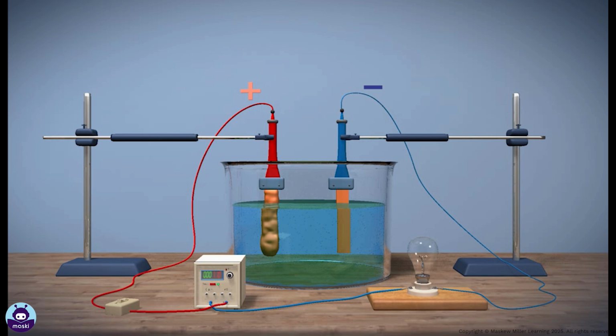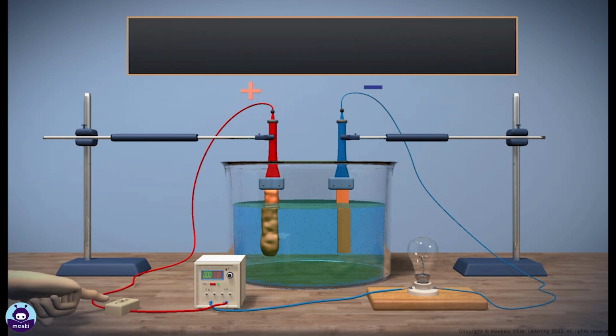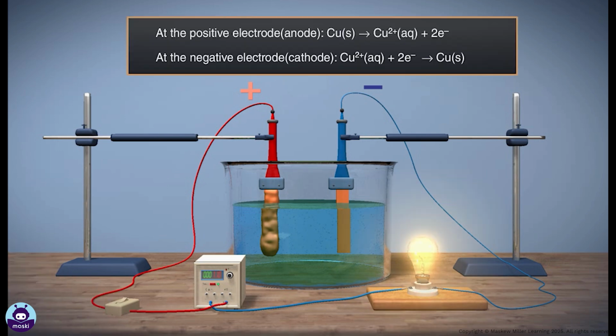We need a source of electricity, DC power, to drive a non-spontaneous chemical reaction. The positive terminal of the DC power source is connected to the thicker strip and the negative terminal to the thinner strip. When the switch is closed, electrochemical reactions take place at the 2 electrodes.